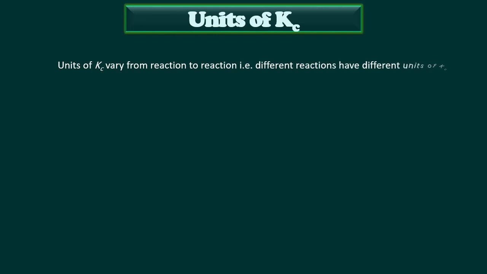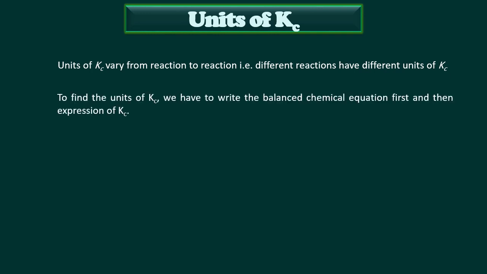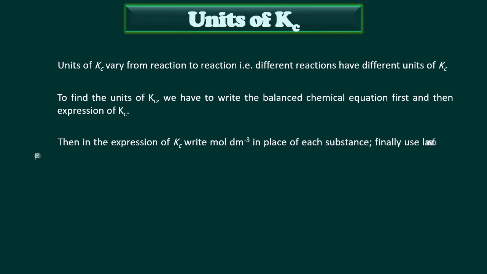At the end, let's talk about units of Kc. Units of Kc vary from reaction to reaction. That is, different reactions have different units of Kc. To find the units of Kc, we have to write the balanced chemical equation first, and then expression of Kc from it. Then in the expression of Kc, write mole per dm cube in place of each substance. Finally, use laws of exponents to obtain the units of Kc.